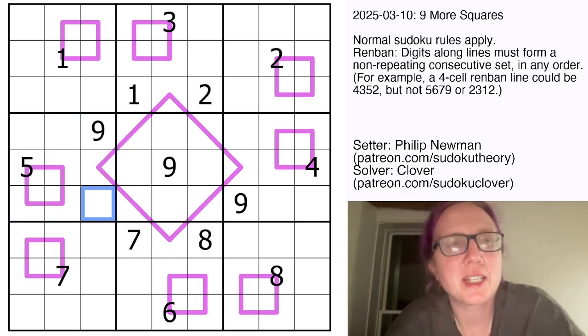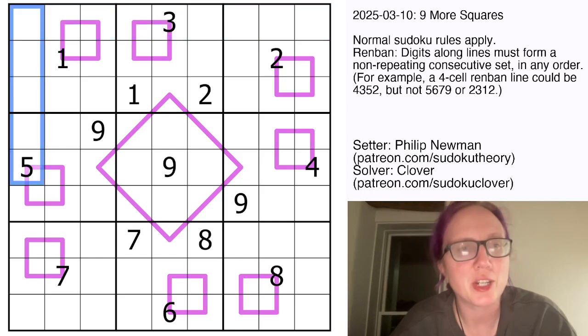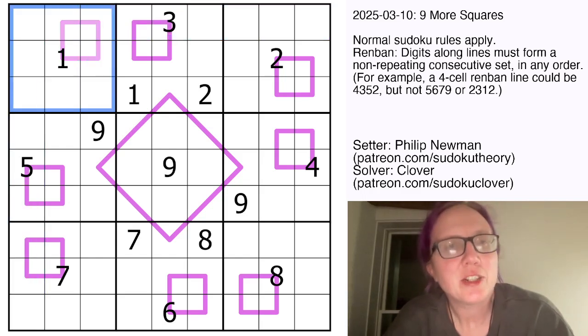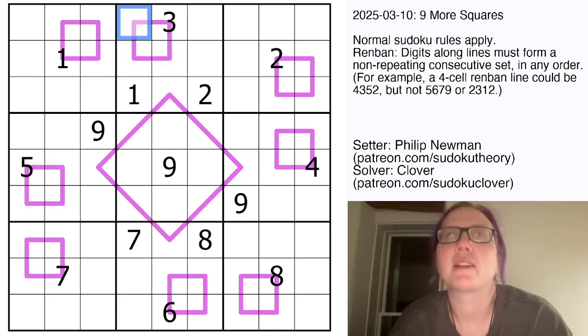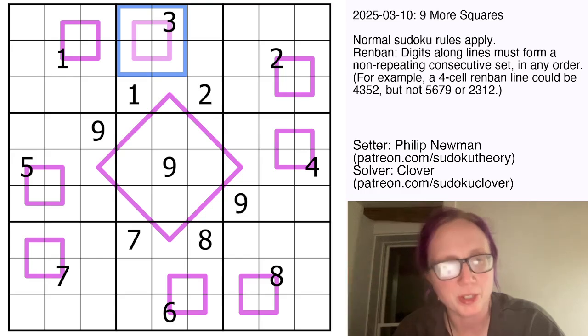So we do have standard Sudoku rules, replacing the digits 1 through 9 once each in each row, each column, and each outlined 3x3 region. And in addition, we have some Renban lines. So these purplish lines indicate that the digits on the line have to form a set of consecutive numbers, but those numbers don't necessarily have to show up in order.